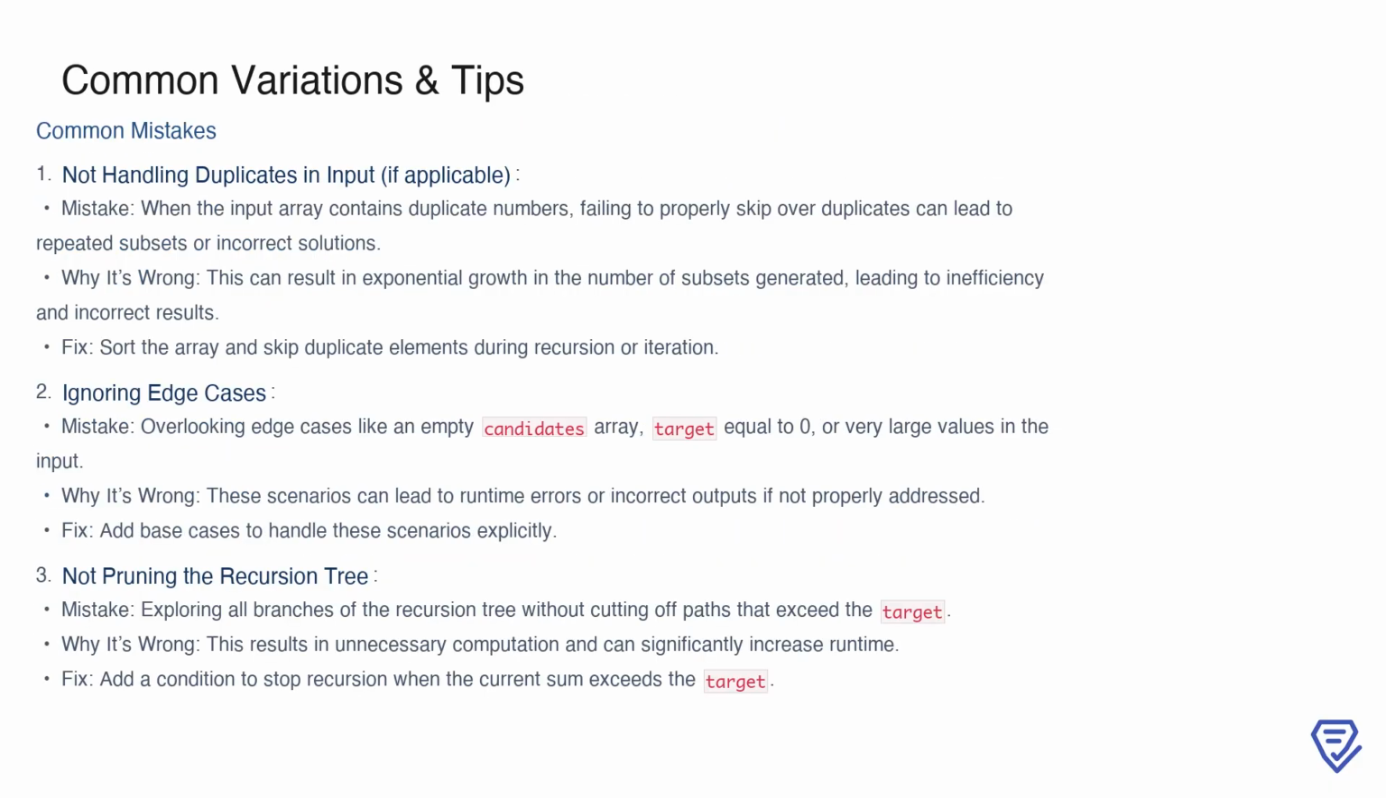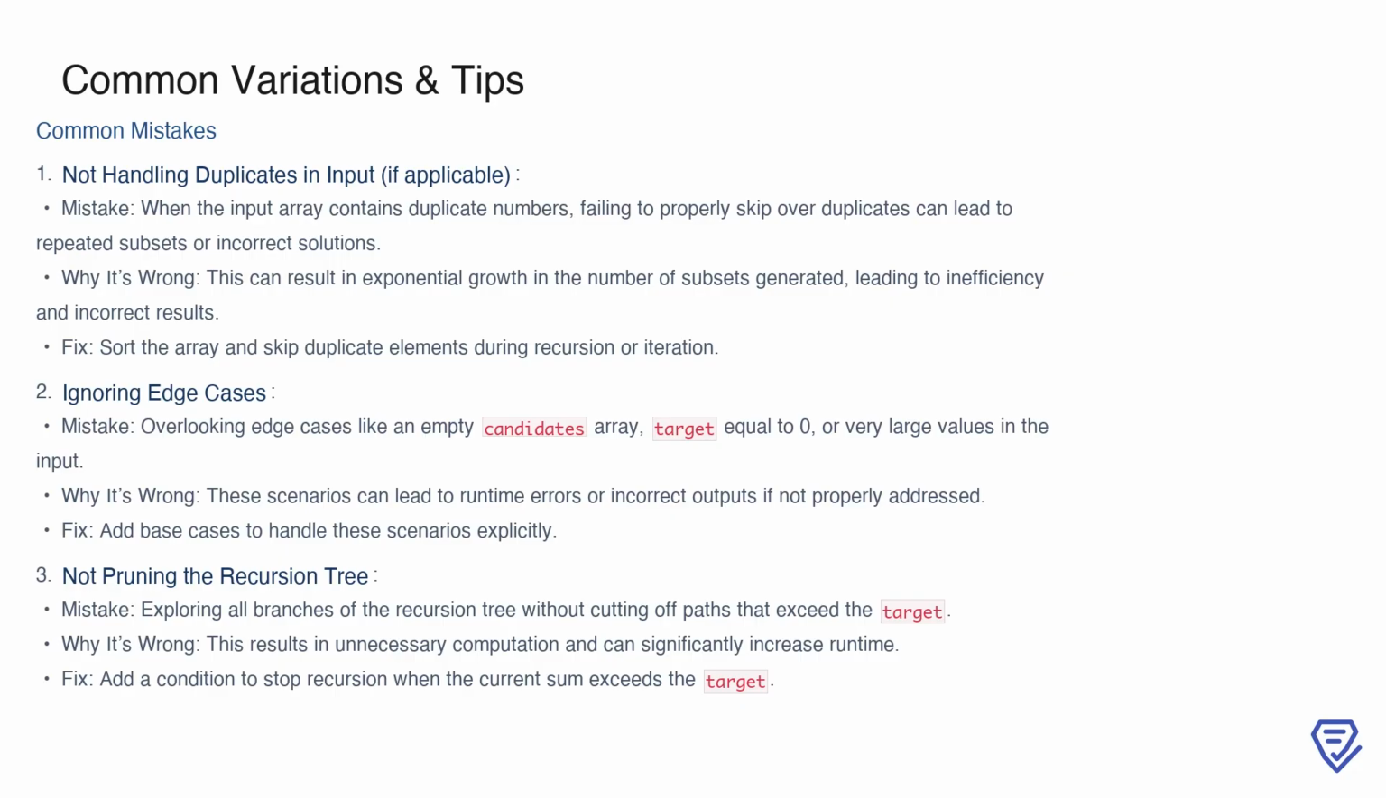When solving the combination sum problem, there are several common mistakes to watch out for. First, not handling duplicates in the input can cause repeated subsets or incorrect results, especially if the array contains duplicate numbers. This often leads to inefficiency due to the exponential growth in subsets generated. A good way to fix this is by sorting the array and skipping duplicates during recursion or iteration.